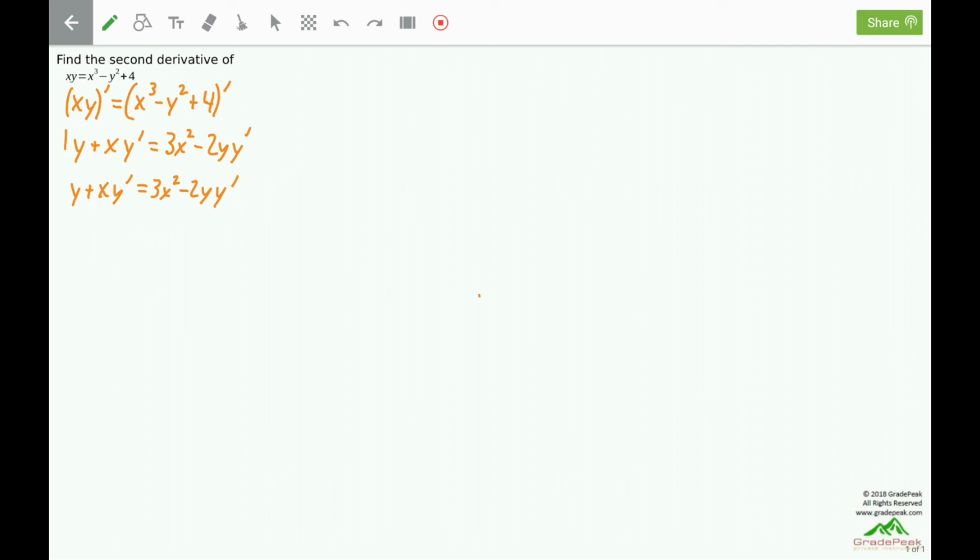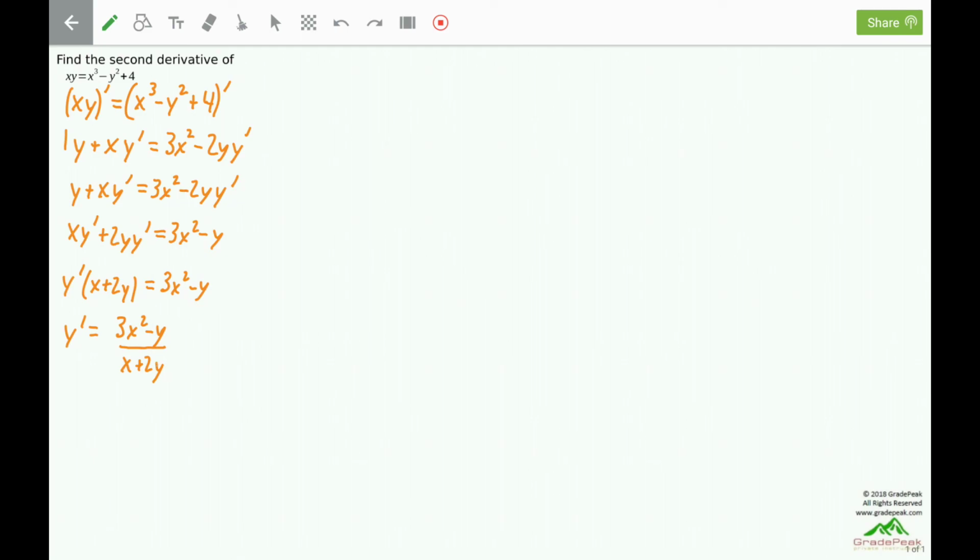I can solve for y prime by moving the y prime terms to the left side and moving all the non-y prime terms to the right. So I will add the 2yy prime over to the left, and I will subtract the y term on the left over to the right since it does not have a y prime. We can now factor y prime out. And we can divide both sides by what's inside the parentheses on the left side. To give us the first derivative y prime.